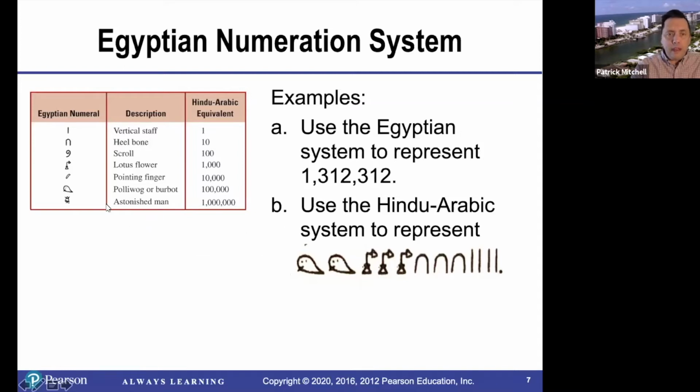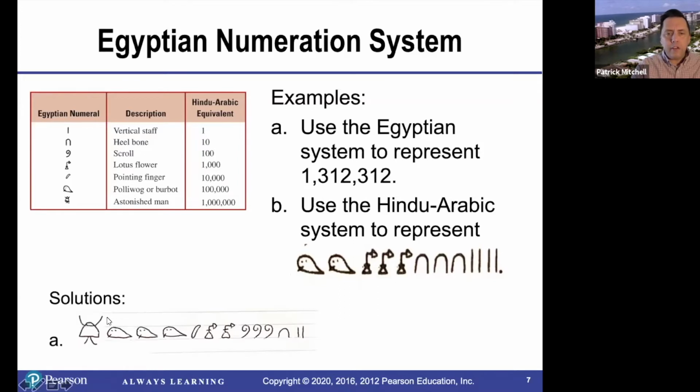You just start with the biggest symbol that you need, which in this case would be 1 million, the astonished man. And then if you need more than one of them, you just take however many you need. Okay, so for example, 1,312,312, that would just look like this. So here's the astonished man representing 1 million, 3 of the polywogs representing 300,000, 1 pointing finger for 10,000, 2 lotus flowers for 2,000, 3 scrolls for 300, 1 heel bone for 10, and 2 vertical staffs for 2.